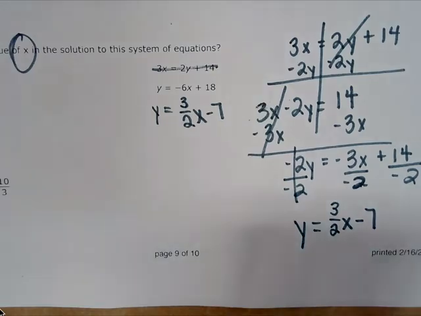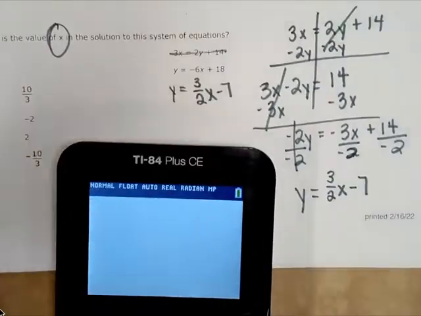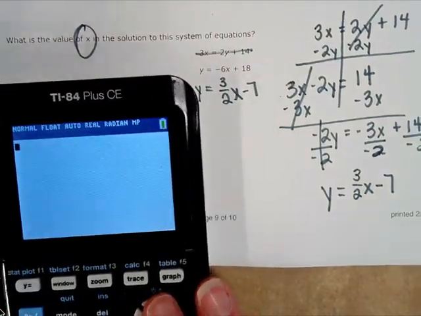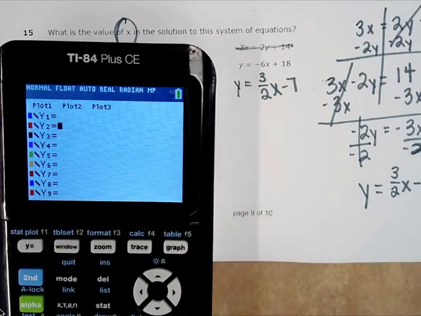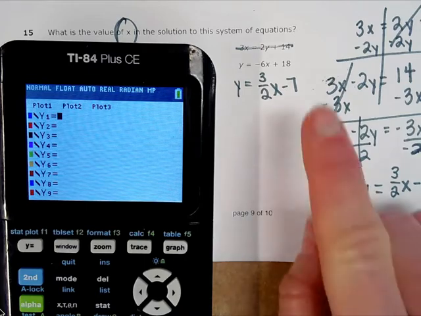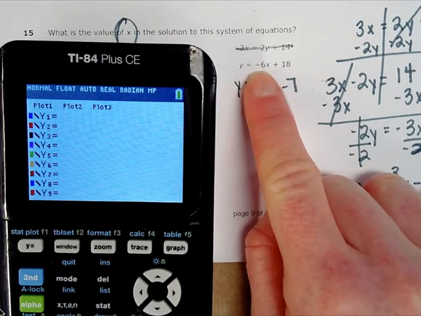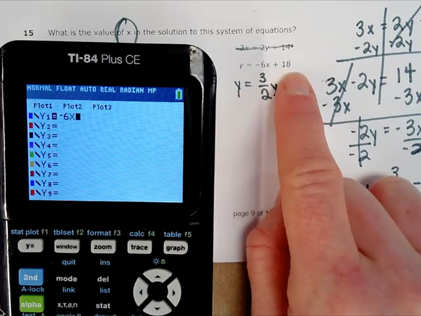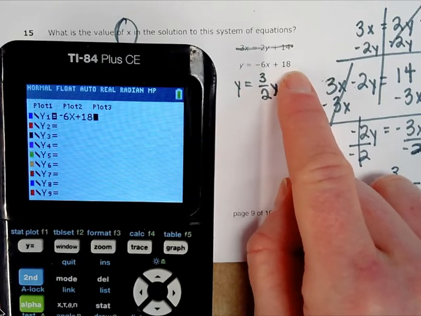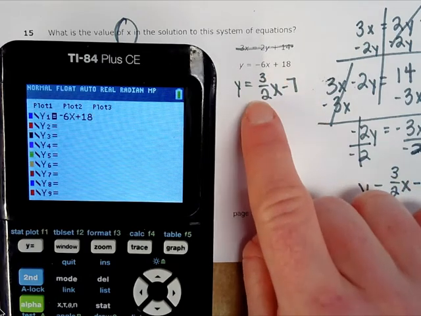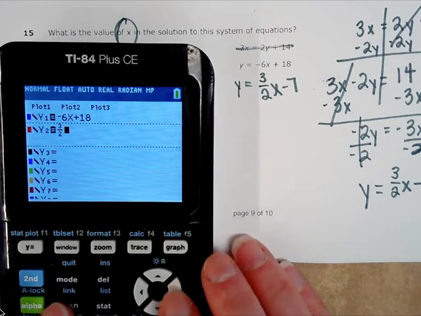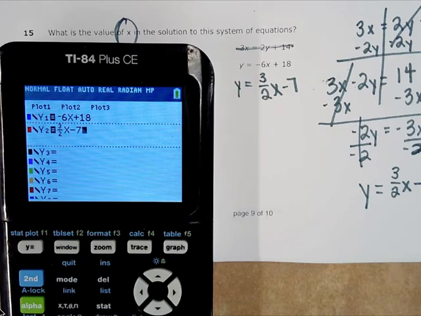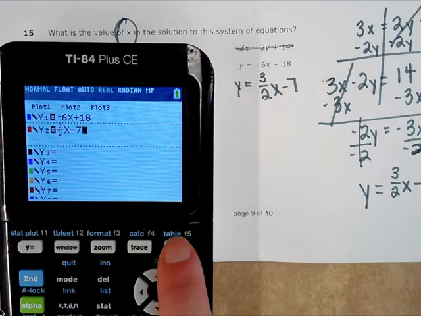So I'm just going to refresh your memory on how to graph these and find the solution. Remember, the solution is the intersection point. So everybody go to their calculator. We're going to go to y equals, clear out whatever's in there, and put the new equations in. So y equals negative 6x plus 18. Be really careful when you put these in. Make sure you put them in the correct way. And then the second one, I need to put in the fraction, 3 over 2x minus 7. Once you have it in, hit graph.